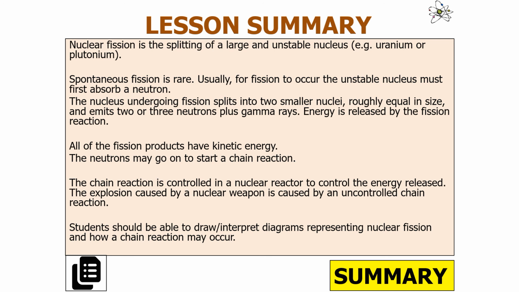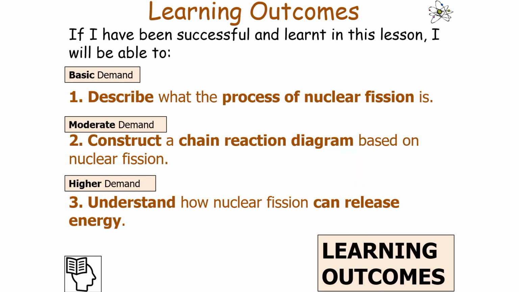The chain reaction is controlled in a nuclear reactor to control the energy released, the explosion caused by a nuclear weapon is caused by an uncontrolled chain reaction, and you should be able to draw and interpret diagrams representing nuclear fission and how a chain reaction may occur. So if we've been successful and learnt in today's lesson, we can describe what the process of nuclear fission is. We can construct a chain reaction diagram based on nuclear fission. We can understand how nuclear fission can release energy.